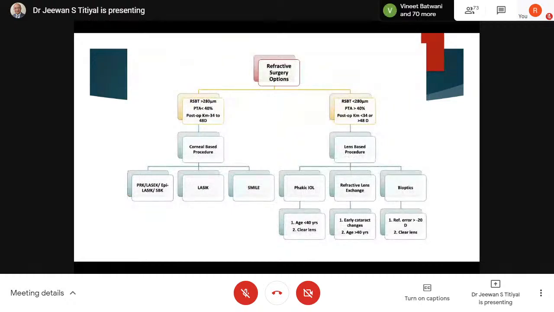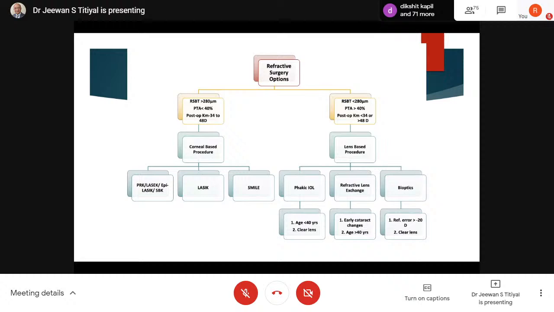So this is how we normally go. If you have a patient who has come for a refractive procedure, residual stromal bed thickness you have calculated, which is more than 280 microns, PTA less than 40%, post-op K within 34 to 48 diopters, then you can do a corneal based procedure. That means you can do any refractive procedure, laser procedure with this patient. If you have an RST less than 280 microns, PTA more than 40 and the keratometry is beyond 34 and 48, then you have to think of a lens-based procedure. But the important thing here is you should have AC depth, which is more than 2.8.